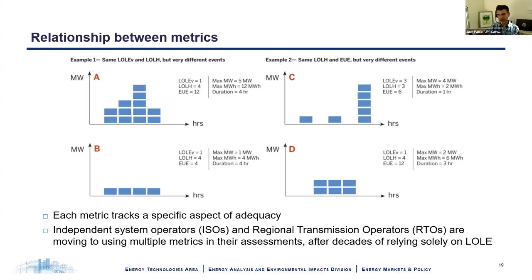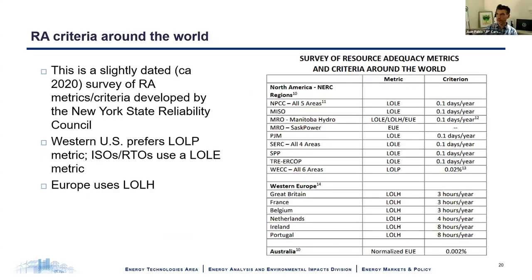So the trend right now is for independent system operators and regional transmission operators to start moving into using multiple metrics, ditching the 1 in 10, which is almost now agreed upon as insufficient, and slowly moving into using multiple metrics to assess adequacy. This is what I was referring to in terms of the criterion.